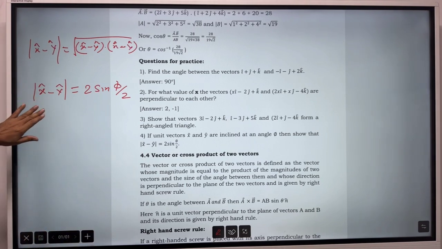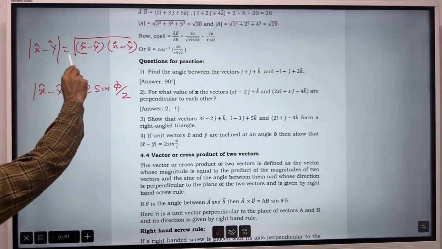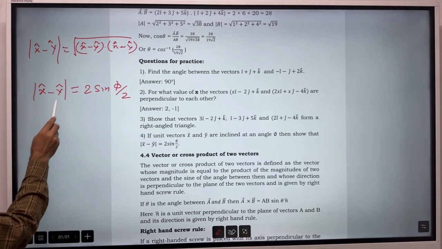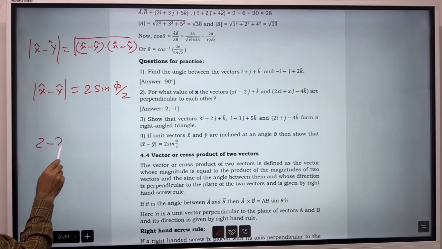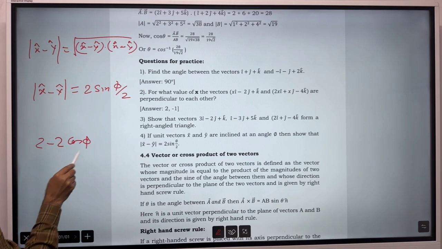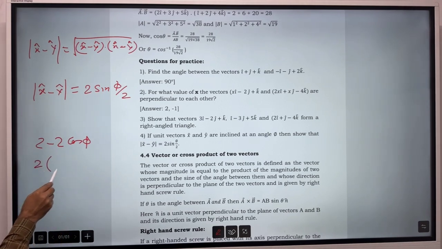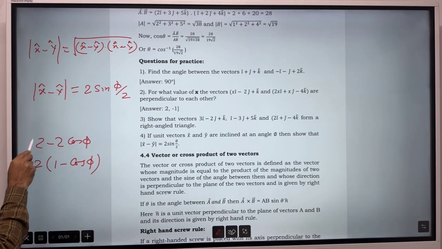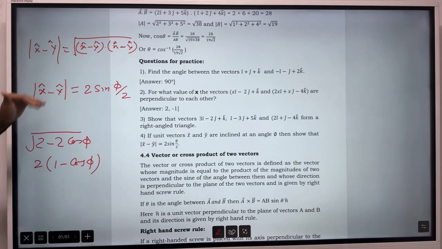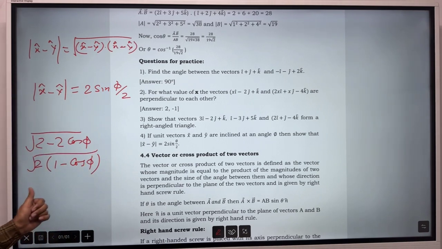Now from here we have got, it was 2 minus 2 cos phi, if I am not wrong. So 2 times 1 minus cos phi, inside the square root. Do you remember the formula of cos 2 theta?